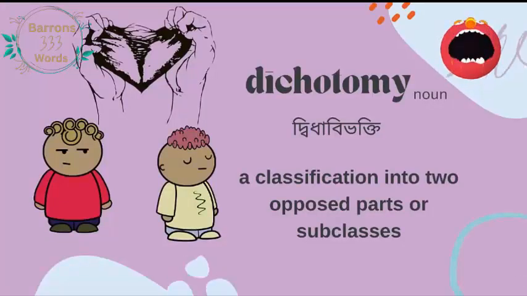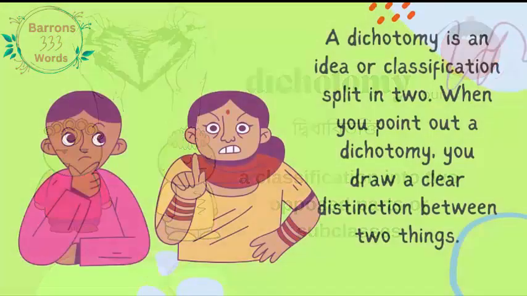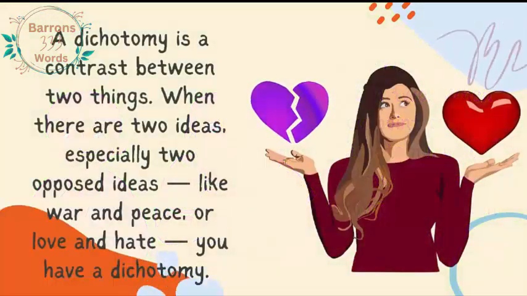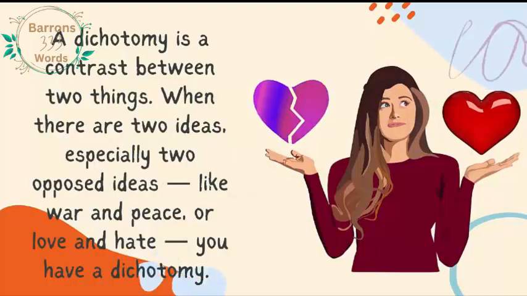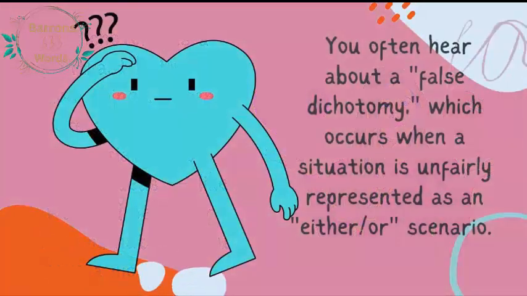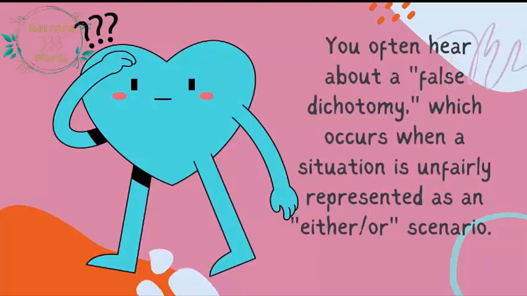Dichotomy. A dichotomy is an idea or classification split in two. When you point out a dichotomy, you draw a clear distinction between two things. A dichotomy is a contrast between two things. When there are two ideas, especially two opposed ideas, like war and peace, or love and hate, you have a dichotomy. You often hear about a false dichotomy, which occurs when a situation is unfairly represented as an either-or scenario.